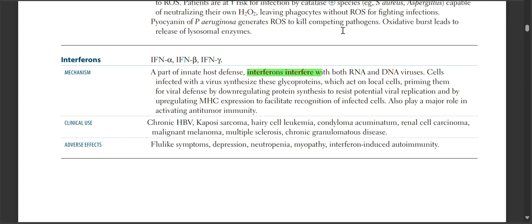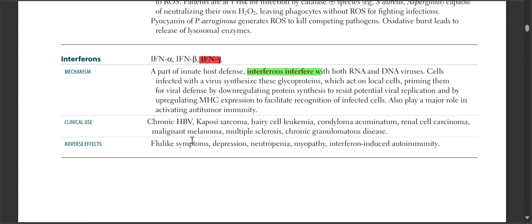One more thing that you need to remember is interferon gamma. This is an important one, because interferon gamma activates which cells? Macrophages. Yes, interferon gamma activates macrophages. That's all about interferons.